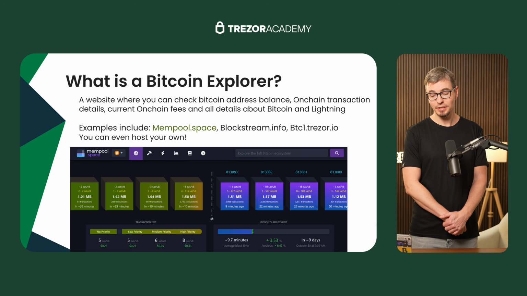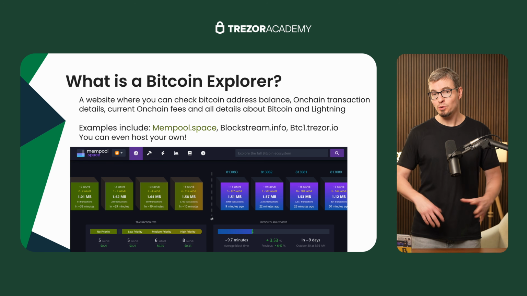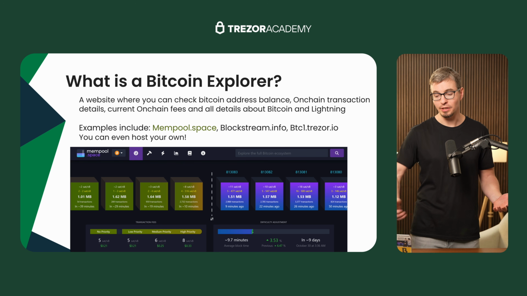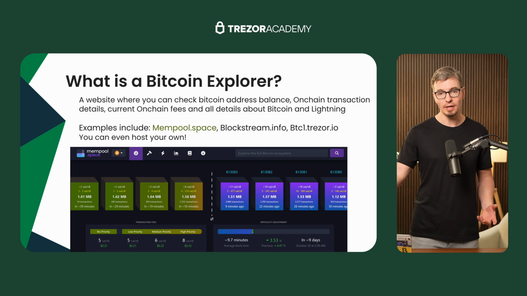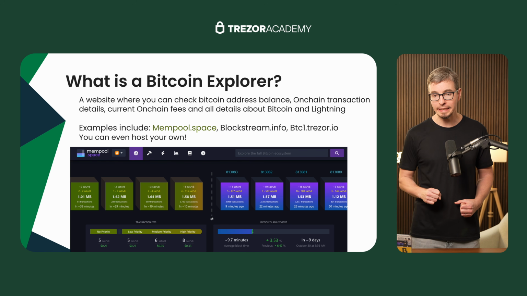Yes. So what is a Bitcoin Explorer? You can think about it as a website where, for example, in here we have shown mempool.space. So you go on that website, mempool.space, and you can see what's going on. You can see some blocks that have been mined recently, some blocks that are waiting to be mined.